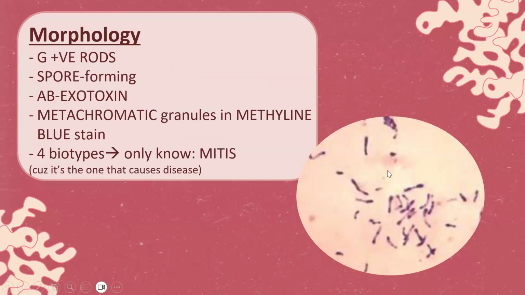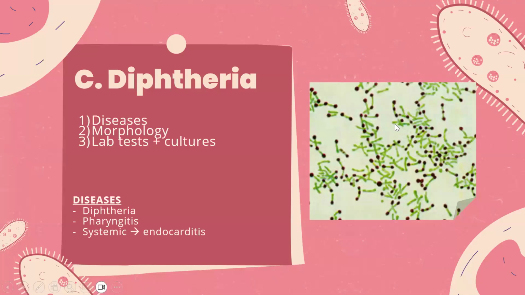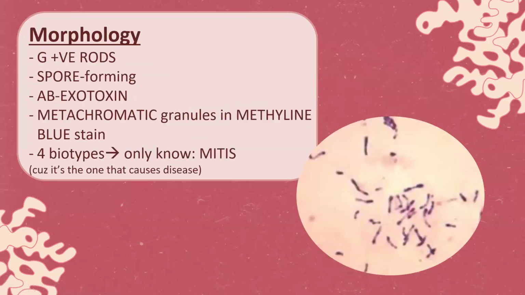It is gram-positive because it's purple, and it's in rods because it's a bacillus. It is not spore forming. This thing is a metachromatic granule on methylene blue stain. It has 4 known biotypes, and the biotype that we should know is the mitis biotype because it is the one that causes diphtheria in humans.